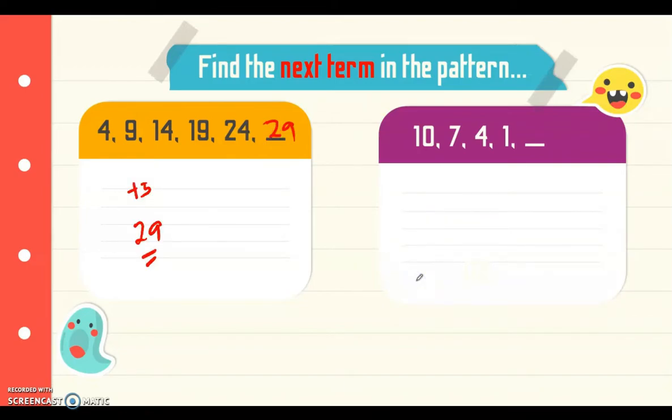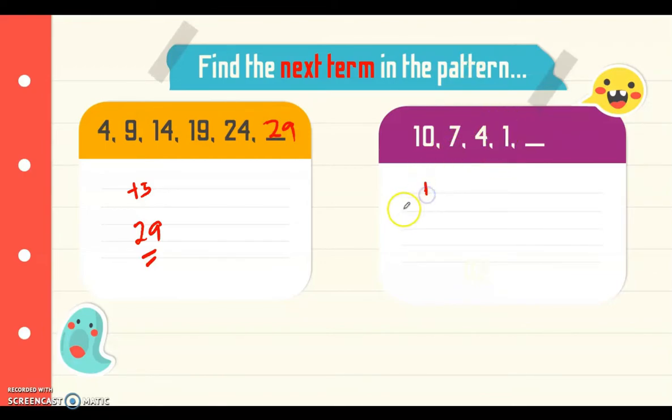Next, 10, 7, 4, 1. The next term after 10 is 7, so we can say that we need to subtract 3. Then we confirm it with the next term. So we have 7 minus 3 is 4, 4 minus 3 is 1, right? So our rule is subtracting 3. And to get the next term, we subtract 3 from 1.